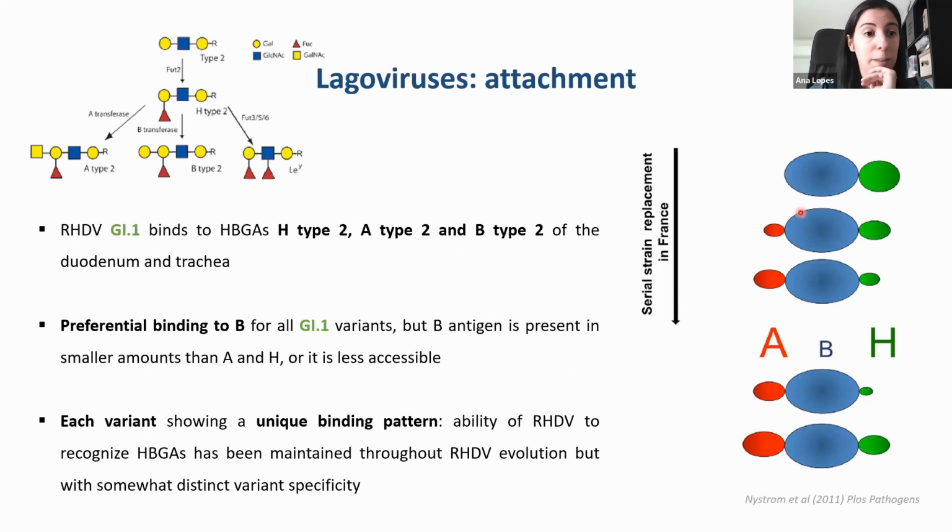And we see unique binding patterns for each variant, for each subgroup, meaning that RHDV was able to maintain and to recognize histo-blood group antigens throughout its evolution, although with some variant specificity. Nevertheless, the B antigen is always preferred by G1.1, although it is present in smaller amounts than A or H.